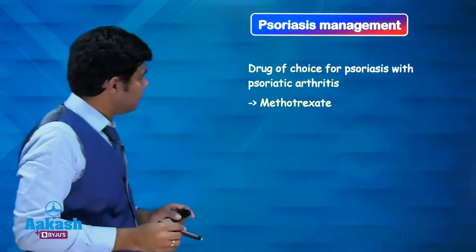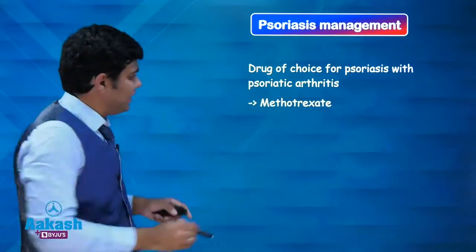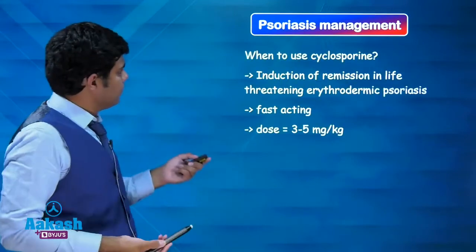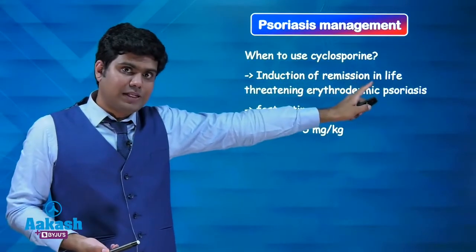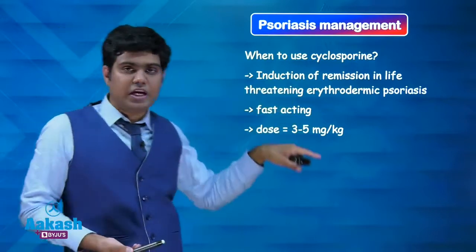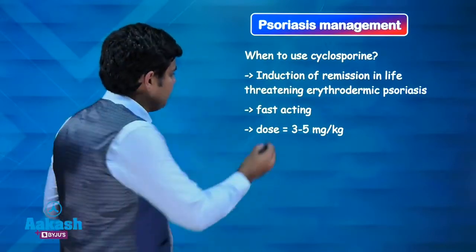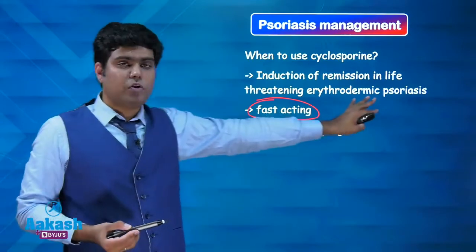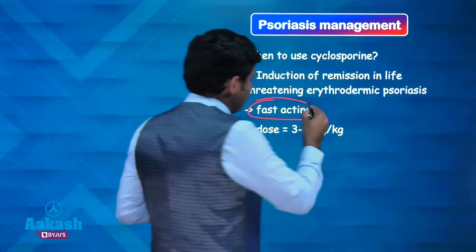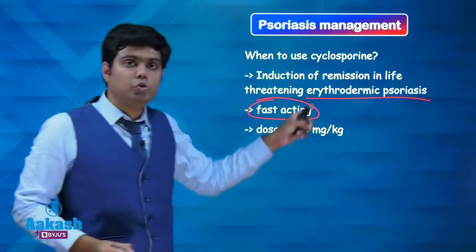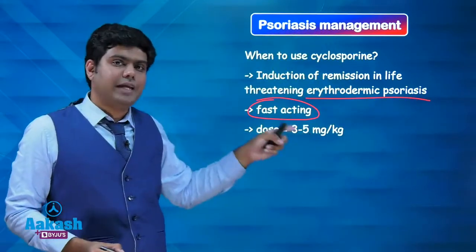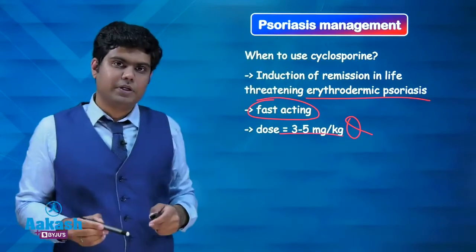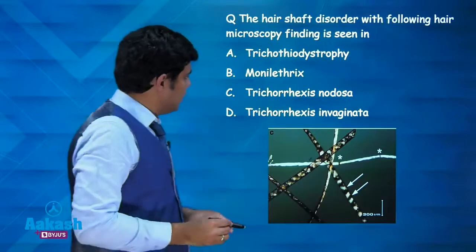Okay friends. The drug of choice for psoriasis with psoriatic arthritis is methotrexate. Important. But when should we use cyclosporin then? Cyclosporin is an inducing agent with a fast onset of action. So in cases where the patient is at risk of complications, for example erythrodermic psoriasis, which is life threatening, you can use cyclosporin because it is fast acting, and the dose of cyclosporin is 3 to 5 milligram per kg. Clear till now?